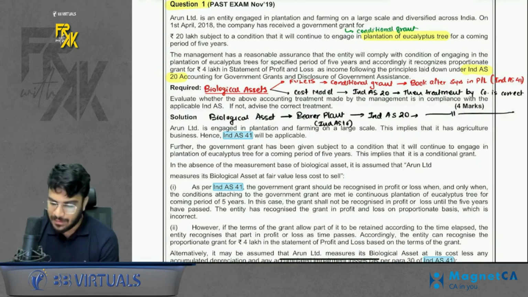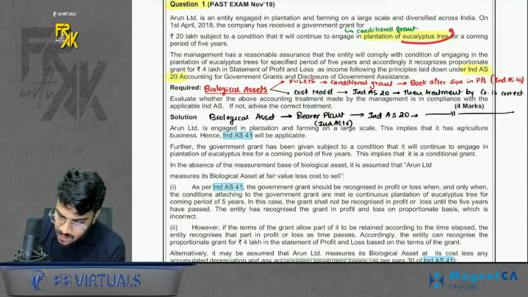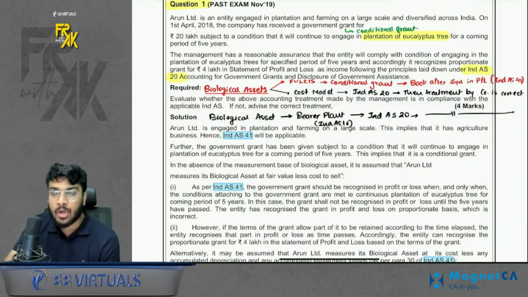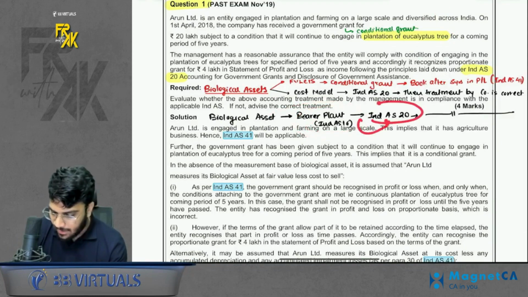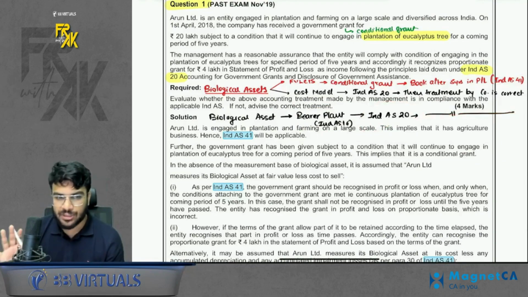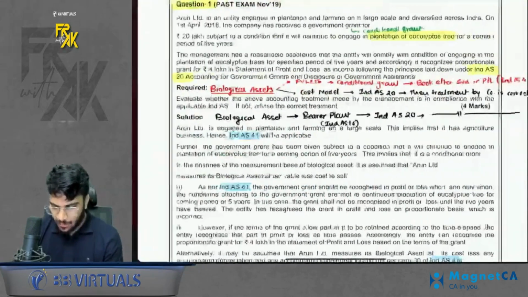Also, one more thing can be there. They did not mention whether this tree was a bearer plant or a non-bearer plant. If it was a bearer plant, then its government grant was covered under Ind AS 20, and then also the treatment by the company is correct. So just revise that question as well. So this was the point of government grant.